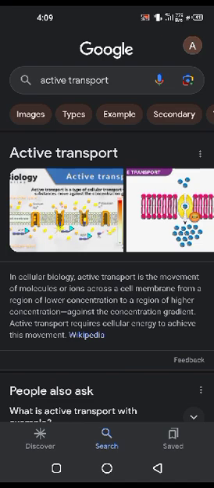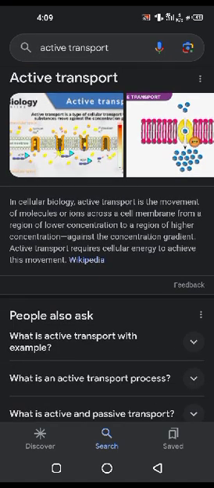In biocellular, active transport is the movement of molecules or ions across a cell membrane from a region of lower concentration to a region of higher concentration against the concentration gradient. Active transport requires cellular energy to achieve this movement.